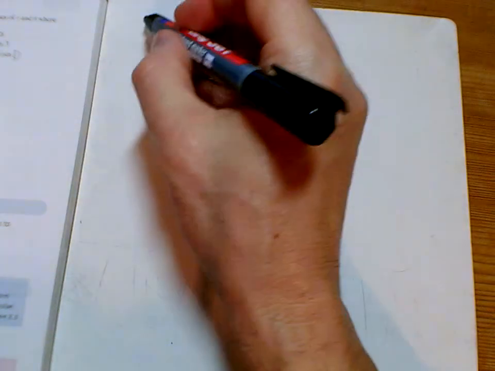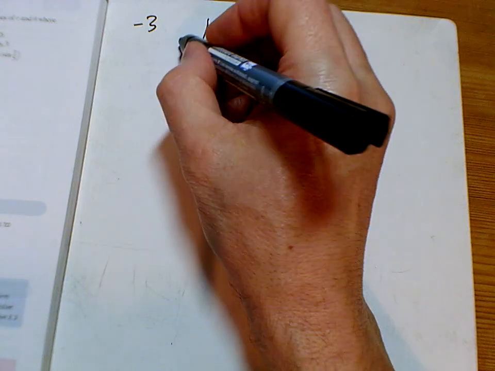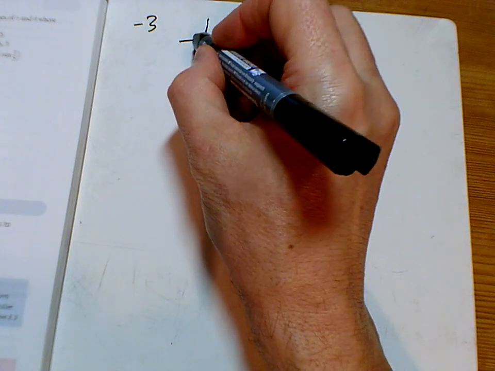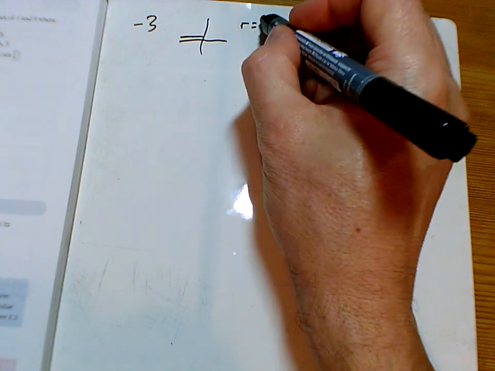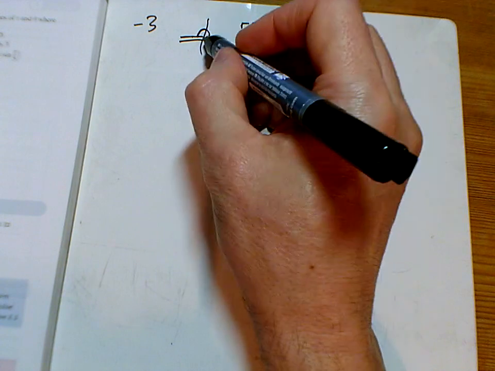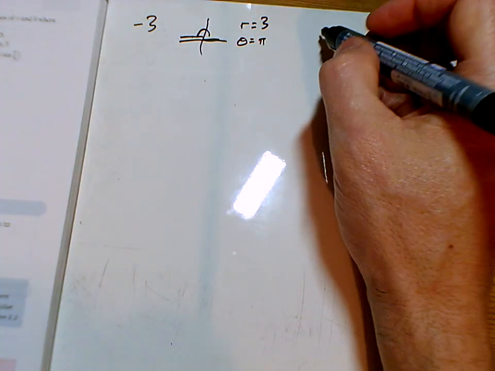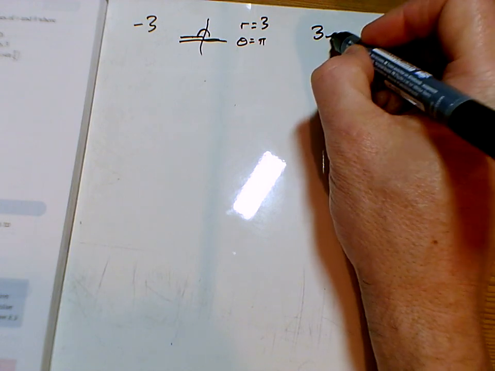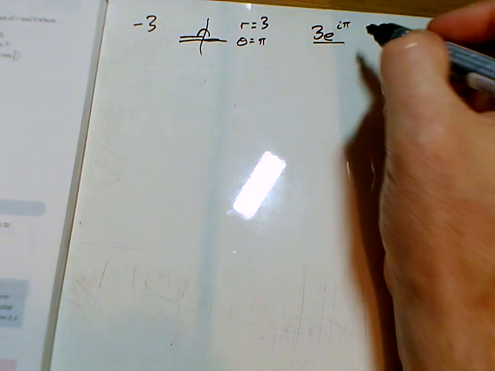So the first question, we're trying to change -3 into its exponential form. We can do this one with a little Argand diagram. We know that -3 is over here. So there's a distance there to there, the length of that's going to be 3, the modulus is 3, and the argument, the angle round here, is going to be pi. And so this one, quite simply, is 3e to the i pi, for -3.